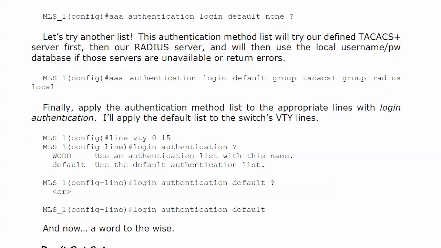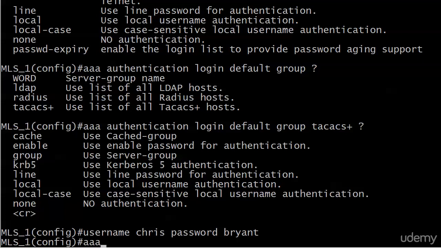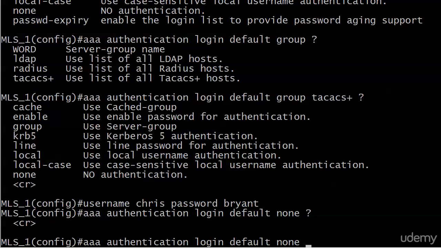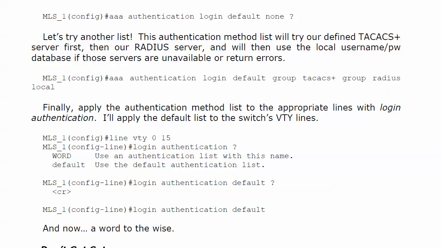AAA authentication login default none. So I put none as the first authentication method in the list, and then IOS help would not even show me a second one. It was all over. And I did cut off a line there. Let me show you that. Authentication login default none. And there you go. I cut the CR out there in the book to show you that there were no other options. Once you put none, you can't put anything else in. And I'll correct that in our document.